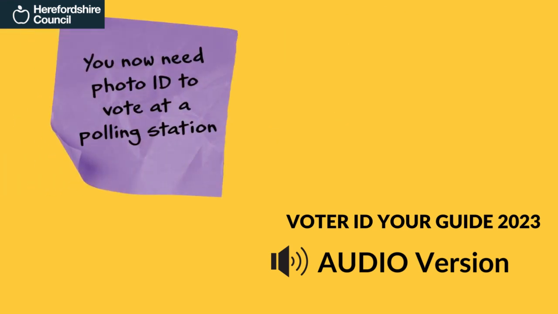What will happen at the polling station? When you arrive at the polling station, a member of staff will: 1. Ask you for your name and address so they can find you on the register. 2. Ask for your photo ID, and check if it is acceptable. 3. If your ID is acceptable, they will give you your ballot paper and direct you to complete it at a polling booth as usual.